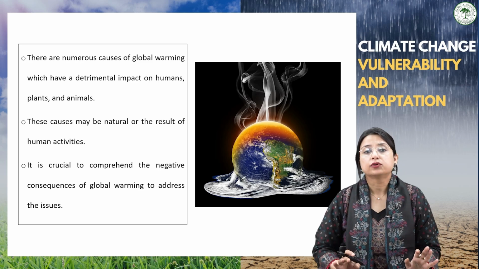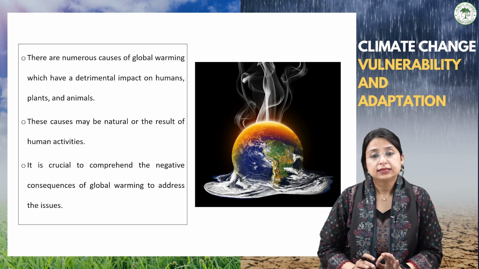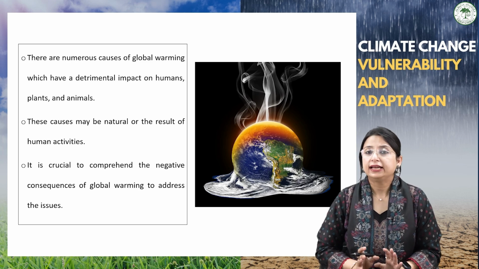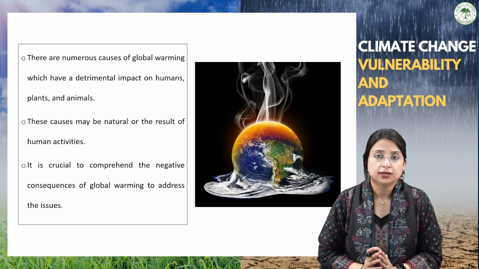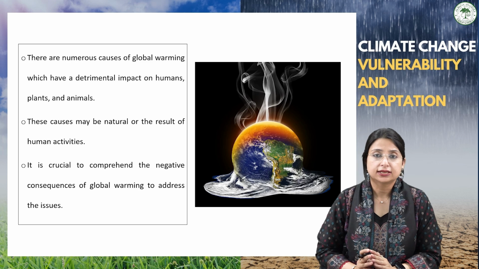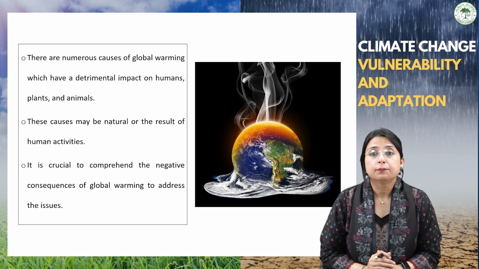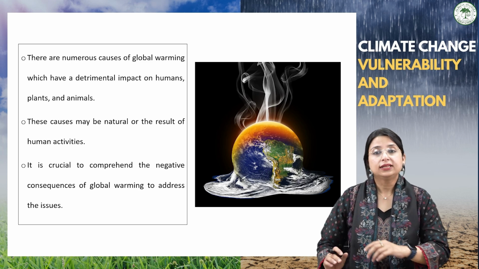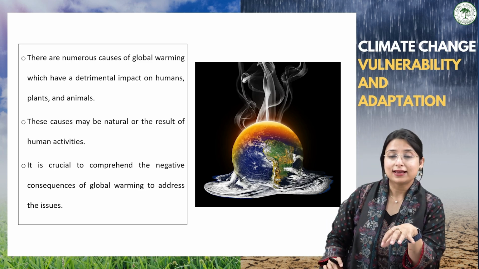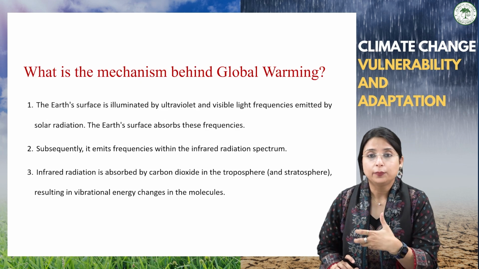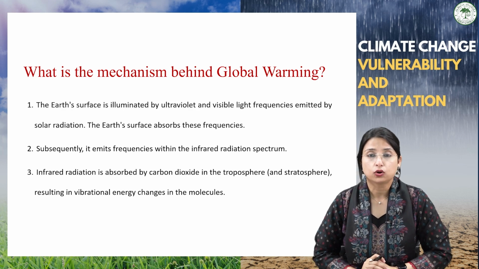There are various causes of global warming, natural as well as anthropogenic, meaning human caused. These causes may be the result of various human activities, like industrialization, urbanization, and emissions through the transportation sector, agriculture sector, etc. That's why it becomes very important to know the negative impacts of global warming. When we know the negative impacts, only then can we address the issues. Here lies the significance of knowing about global warming, its causes and its impact. So let us start with the mechanism behind global warming.